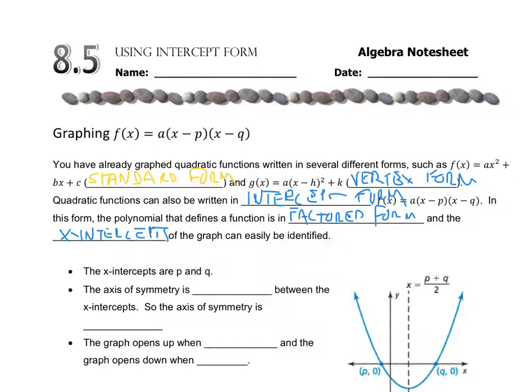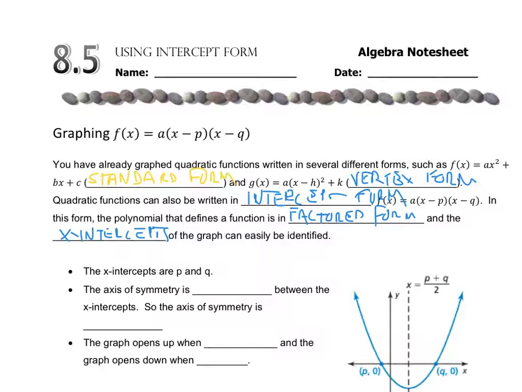So in this form, the intercepts are actually p and q. Notice we're seeing it in the form x minus p and x minus q. So if it's a minus inside those binomials, it would be a positive p and positive q. If it was a plus p or a plus q, then the number had to be negative to turn it into the plus. We want to keep that in mind as we go.